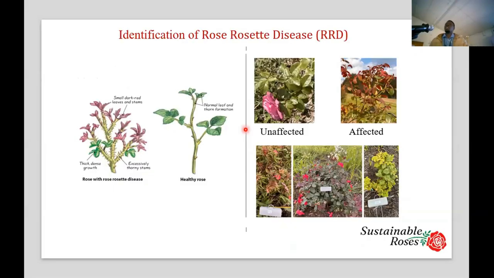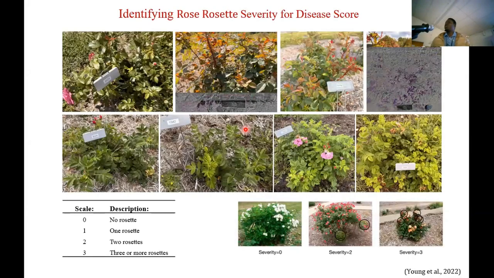To familiarize ourselves with rose rosette disease, we made a field visit with Mark to look at the field conditions and the disease severities, and from there we could make a score of the disease severity. To perform the disease severity score, we used a scale description that was reported by Young, a 0 to 3 scale. We are also expecting to get some data from Sarah to incorporate with the scoring that we're doing.